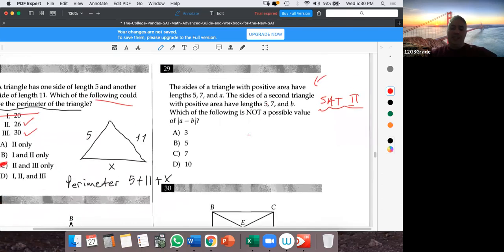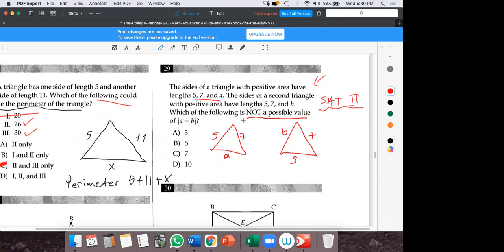Okay, so it says that the sides of a triangle with positive area have the lengths 5, 7, and 8. So we have one triangle, 5, 7, 8. Their position is not important. And the second one says 5, 7, b. Now it says which of the following is not possible for the absolute value of a minus b.